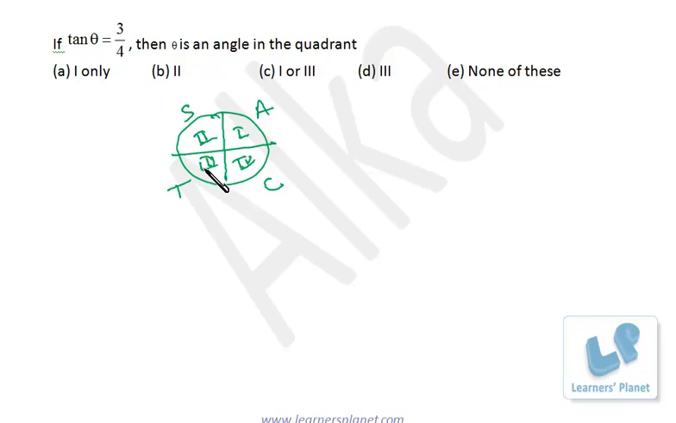If you are conceptually not clear, you should mark this down. But tan theta is positive in two quadrants. In the other two it is negative, but in these two it's positive. So it's first and third.